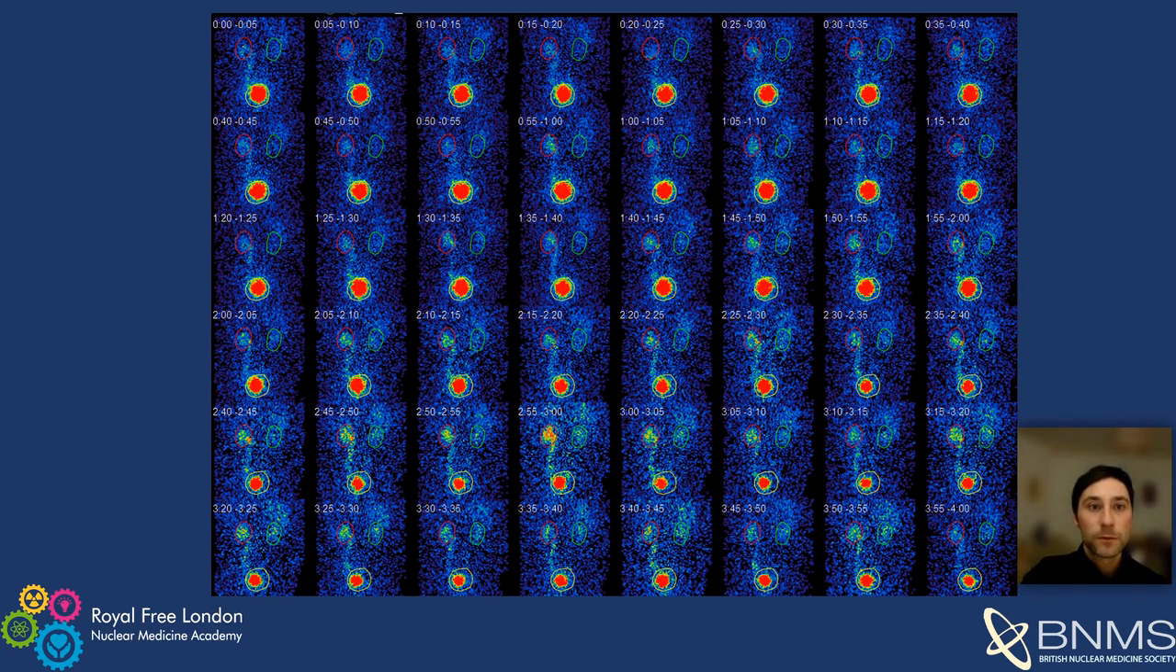This set of images is from the same study, with the images summed every 5 seconds. And you can notice that the activity appears more intense in the left kidney, around 3 minutes.